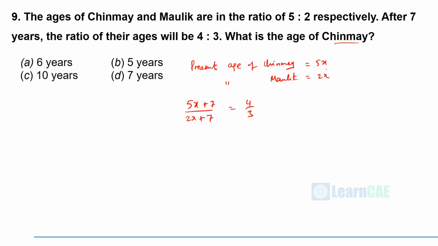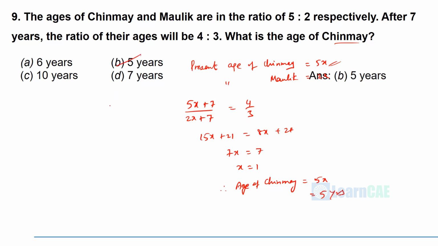So they are asking the age of Chinmay, that is 5x. So we shall find out x from this and then multiply by 5. We shall cross multiply this. This is 15x plus 21 is equal to 8x plus 28. So 7x will be equal to 7. x is equal to 1. Therefore, age of Chinmay is equal to 5x, that is equal to 5 years. So the answer is B, 5 years.